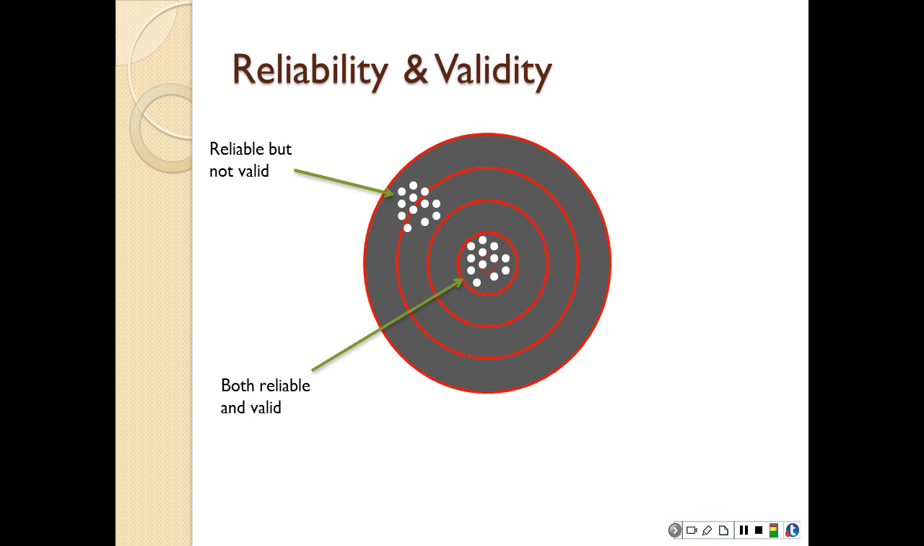So you can have a test that's reliable but not valid. So here, we keep getting the same answer, but it's the wrong answer. So a test can be reliable but not be valid. Now, a test cannot be valid if it's not reliable. So a valid test, we get the right answer. But it also needs to be reliable because we get the right answer every time, right? Makes sense?